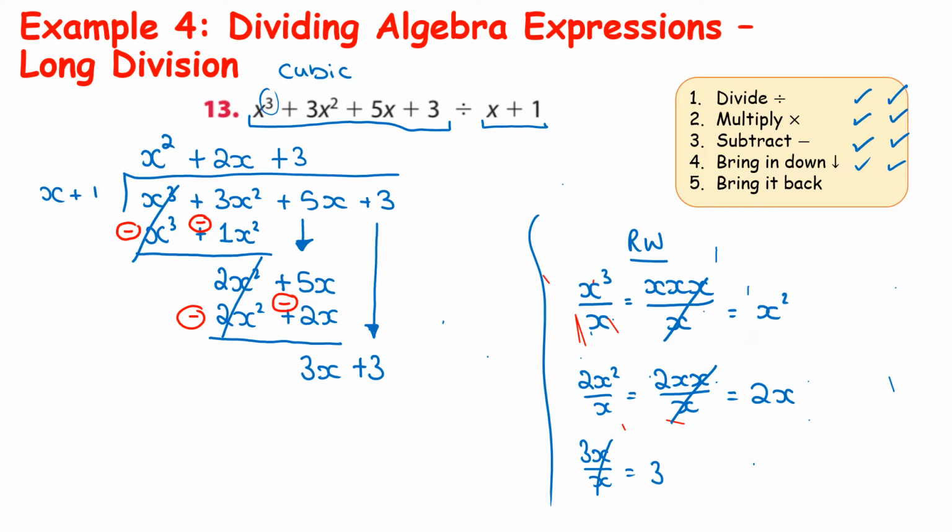So then we multiply and we get 3x plus 3. We subtract, so it's minus 3x and minus 3, and we're left with no remainder. So the answer, when we divide that cubic by x plus 1, is x squared plus 2x plus 3. And that's where we stop.